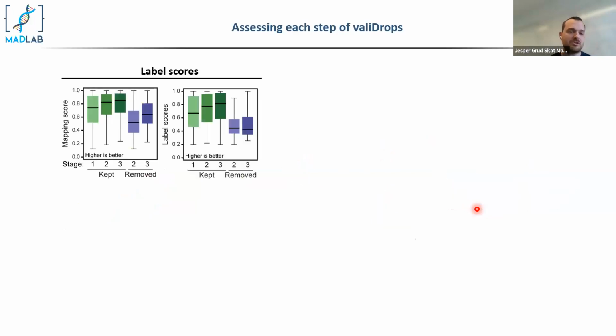And if we look at the label scores, perhaps first I should explain how this is set up. So this is data from the same sample, and here we have all of the barcodes which were kept after stage 1, stage 2, and stage 3. And here we have the barcodes that were removed between stage 1 and stage 2, and the barcodes that were removed between stage 2 and stage 3. And what we can see is that Azimuth becomes increasingly certain that the labels that it's assigning are correct with increased filters, with increased stages in valiDrops. And we can also see that the barcodes that are removed are much lower certainty than the ones that we are keeping.